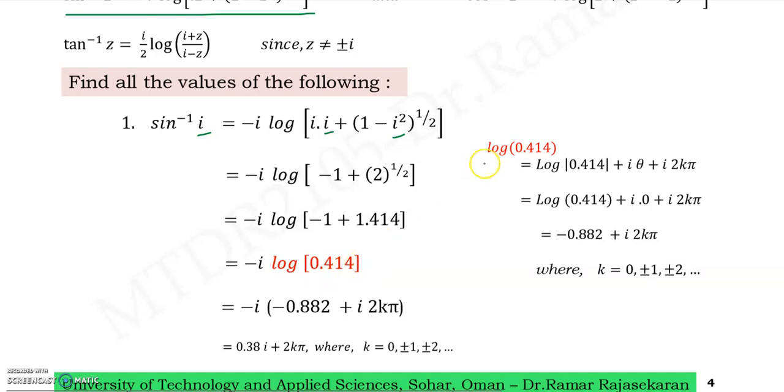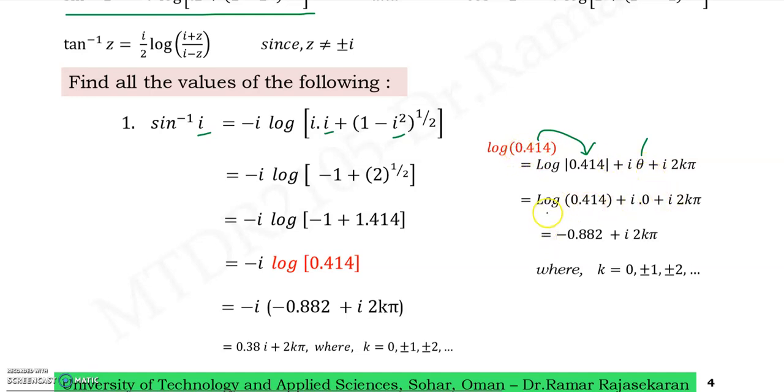So how to find this? Already we know that ln of this value, meaning logarithm of this value, is nothing but logarithm of the absolute value of this complex number plus I theta plus I 2k pi. What is theta? Theta is nothing but the argument. Now see here, this has only the real part and the imaginary part is 0. This real part is positive, so theta is 0.